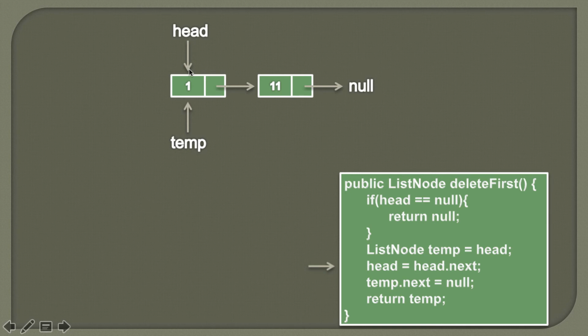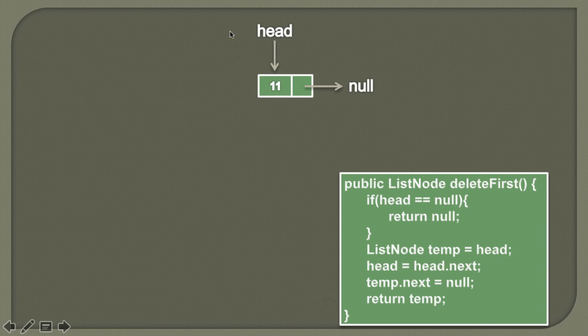After assigning this value, we simply traverse head from this node to its next because we want to delete this node. By assigning head dot next to head, head will now point to the second node of the singly linked list. Then we simply break this linkage by assigning null value to temp's next, and finally we return the temp. Now our singly linked list has only one element. By calling delete first 2 times, we have deleted 2 nodes which were at the beginning of the singly linked list.